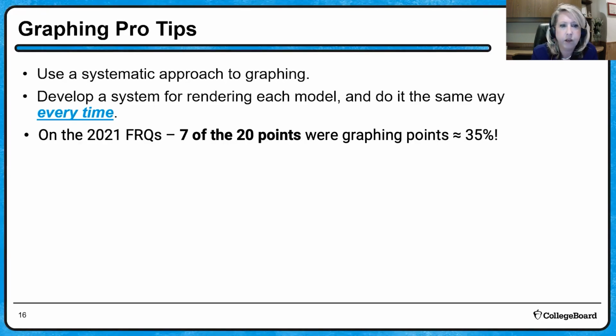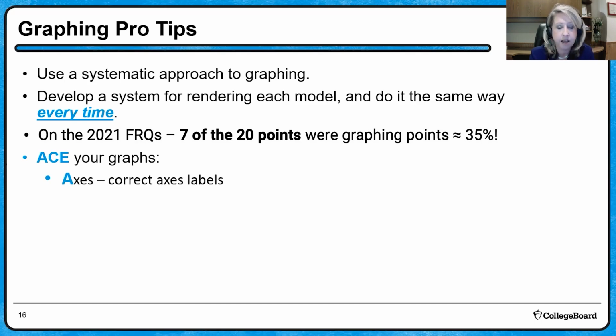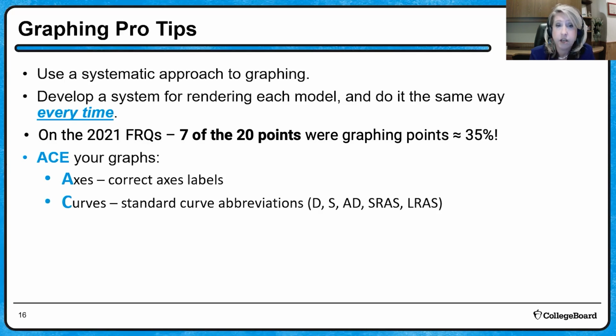On the 2021 FRQs, and I looked at both sets, 7 of the 30 points in the free response question were graphing points. That's almost 25% of the FRQ for graphing. So ACE your graphs. This is the mnemonic device I teach my students. A stands for axes. Make sure that you have correct axes labels. C stands for curves. So use your standard curve abbreviations. I recommend that my students write out the axis labels in words, but that they always use the standard abbreviation for the curves. Otherwise, the model just gets too messy.